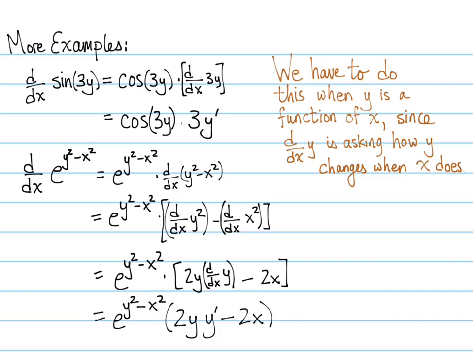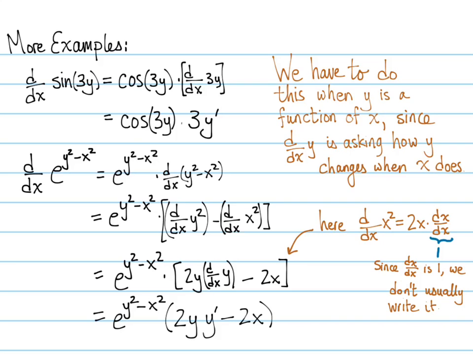And we have to do this anytime y is a function of x because dy dx is asking how y changes when x does. And so you can think of d dx of x squared as using the chain rule, but when we do that, it would just be 2x dx dx, and dx dx is just 1. And that's usually silly to write. We don't usually write those, because we know how x changes when x changes, 1 to 1.